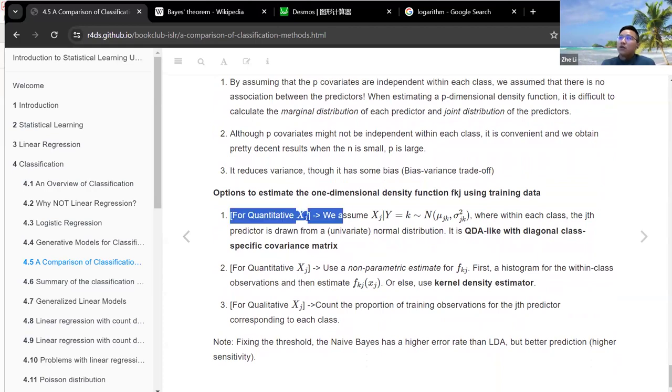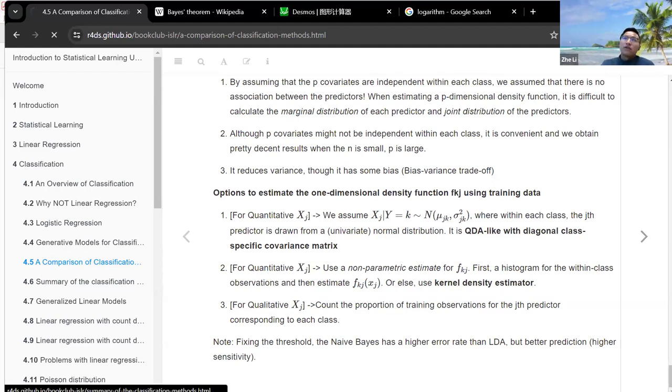The first is that we assume the distribution of our predictors within each class is a normal distribution, and the predictor is drawn from the normal distribution. So we can use the QDA-like classification model here with a diagonal class-specific covariance matrix. But if the underlying distribution is not normal, and we do not make an assumption of what distribution it is, we can use the non-parametric estimate here, which we'll discuss in a later chapter. And the third, if we do not want to use non-parametric estimation, we can just assume that each class is independent and use the naive Bayes here. So these are three generative classification models here.